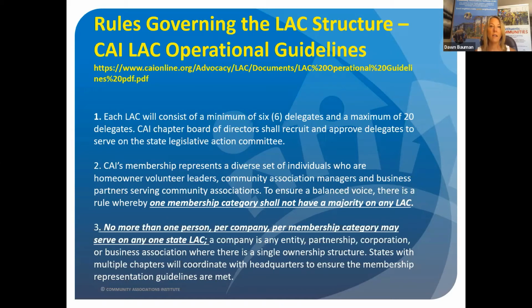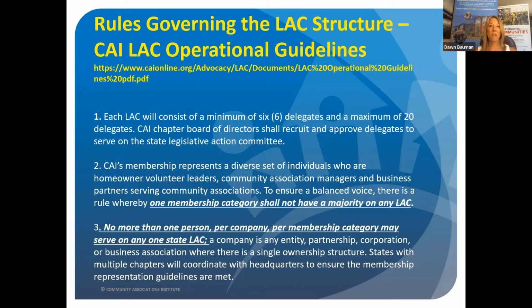The second one that does sometimes come up that needs to be addressed is no more than 1 person per company, per membership category can serve on a LAC. And I'm going to pick on management companies and law firms, because that's where we see this happening. Let's say in your state, you have a manager who works for a company, and during their term, they become acquired by an associate company, and you already have someone on the Legislative Action Committee working for another associate company. This happens in some of the larger states, especially where there's a big geographic area.